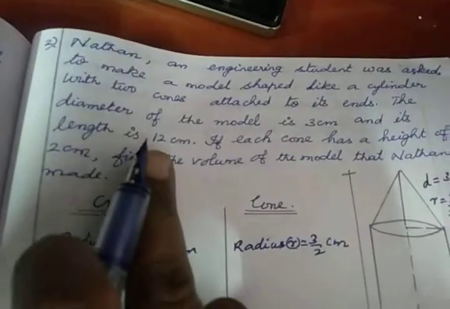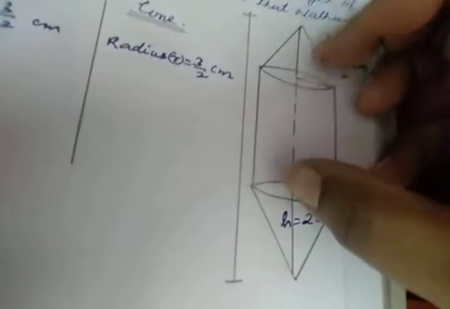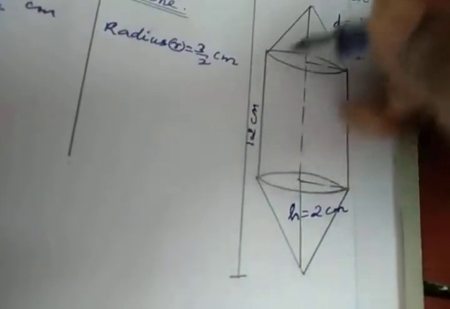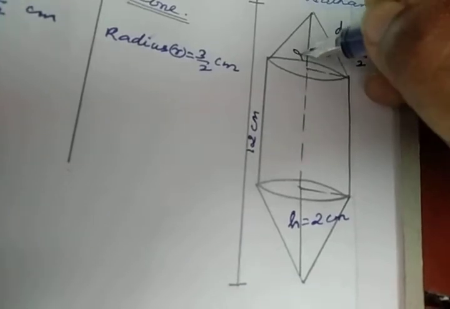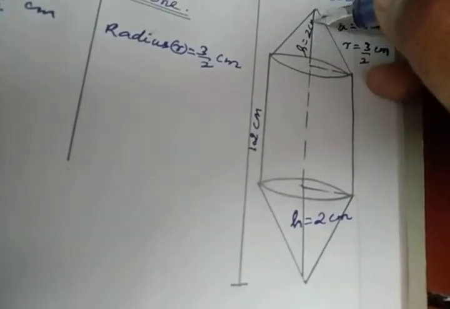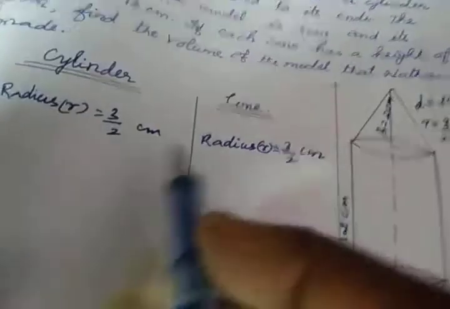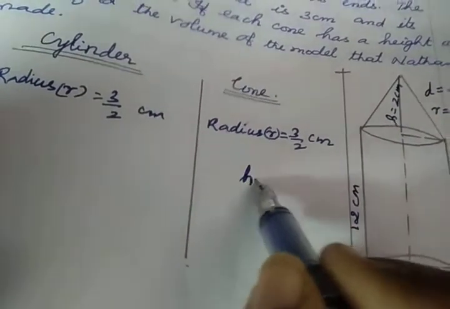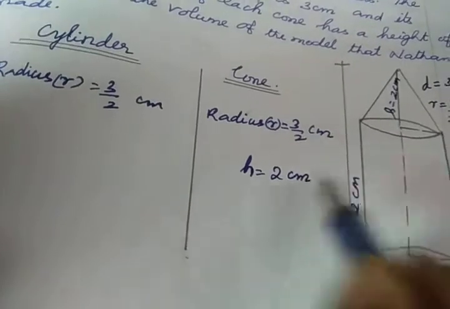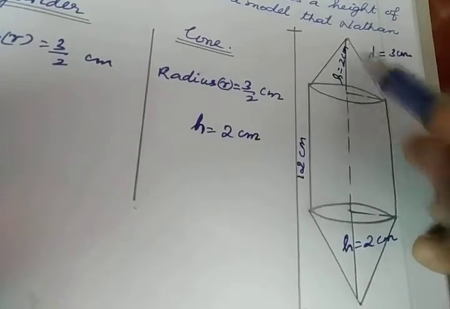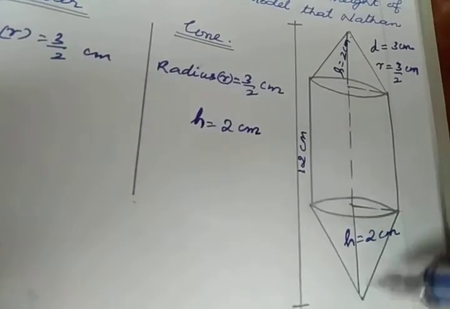And the total length is 12 centimeter. Including the cylinder and both the cones, it is 12 centimeter. Height is equal to 2 centimeter. Now I have to find the height of the cylinder alone. Height of the cone h is 2 centimeter. I need to find what is the height of the cylinder. So from here to here it is 2. From here to here it is 2.